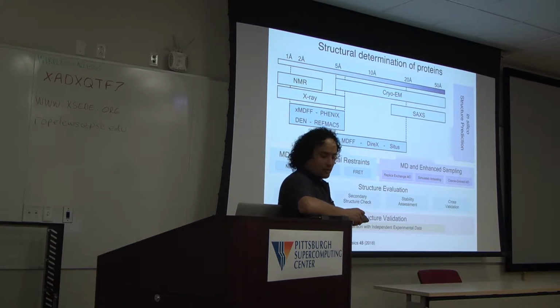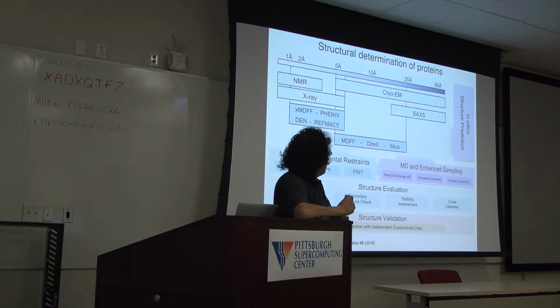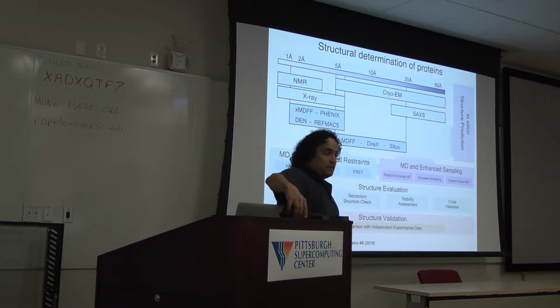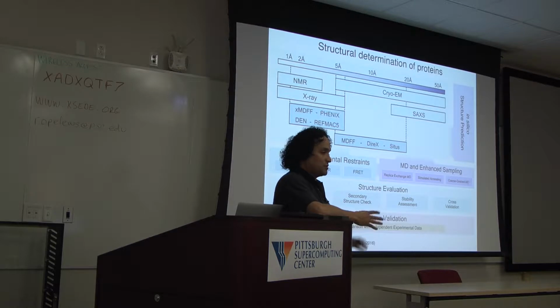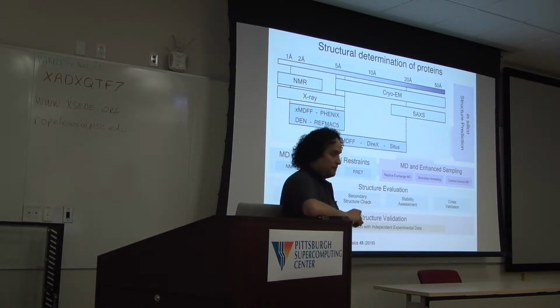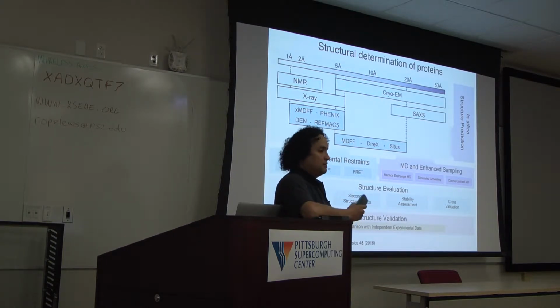What's typically done in terms of computation is to use the computer to combine NMR, X-ray, and cryo-EM, and use different packages, like molecular dynamics flexible fitting, which is the one we developed in our lab, Direx or Sidus, and combine these multi-resolution structures into a single structure. So there are many sources that you can use to look for a good starting structure.